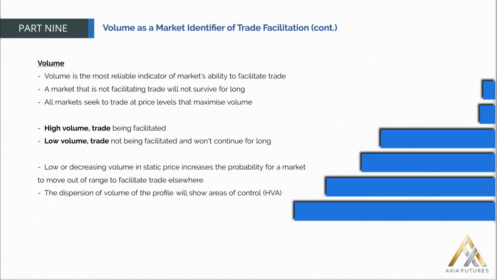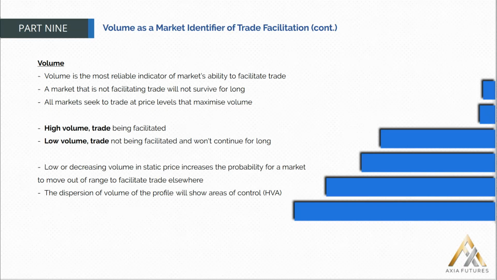They all have the same auction process and the same interaction between buyers and sellers and the way they respond. Then, all markets seek to trade at price levels that maximize volume. In other words, the market always wants to be trading at fair value. Why? Because this is the point at which trade facilitation is maximized. Or more importantly, this is the point at which buyers and sellers are finally meeting each other and can execute their various orders without having too much of a concern of price moving quickly away from them.